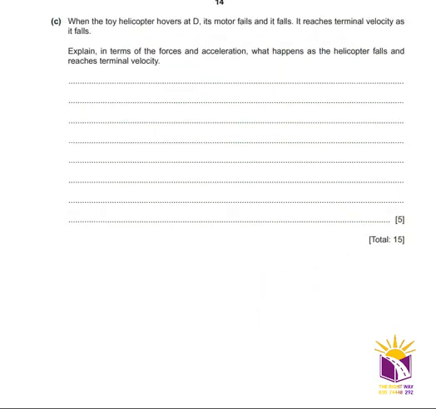When the toy helicopter hovers at D, its motor fails and it falls. It reaches the terminal velocity as it falls. Explain in terms of the force and acceleration what happened as the helicopter falls and reaches terminal velocity.